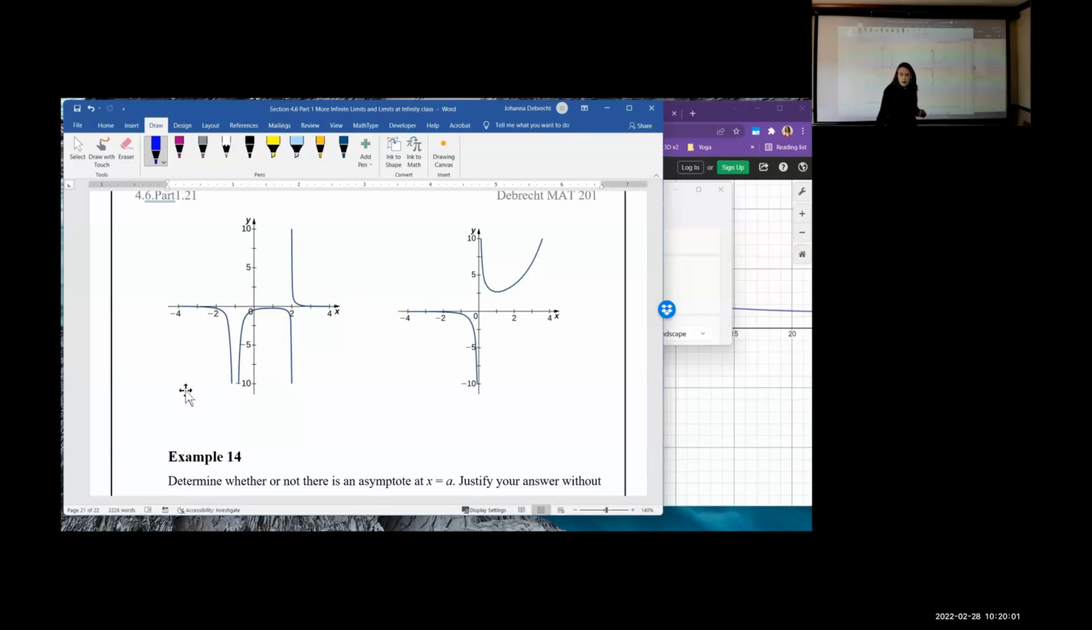Let's hear from Trevor or Camille or John. Trevor, Camille, or John, where do you think we have a vertical asymptote in the graph on the left? Can you hear me? Negative 1 and 2. No, I couldn't hear you. So Trevor says negative 1 and 2. Yep. Okay, good. So negative 1 and 2. I agree.